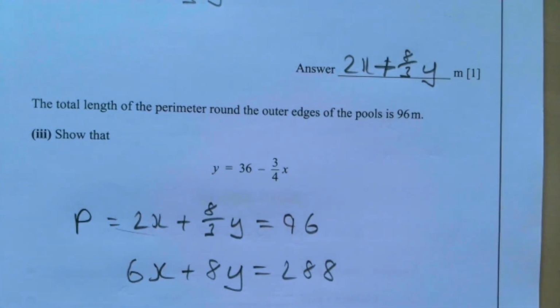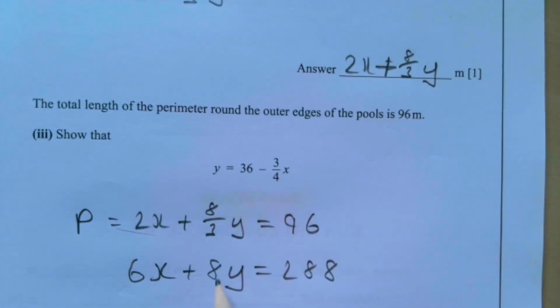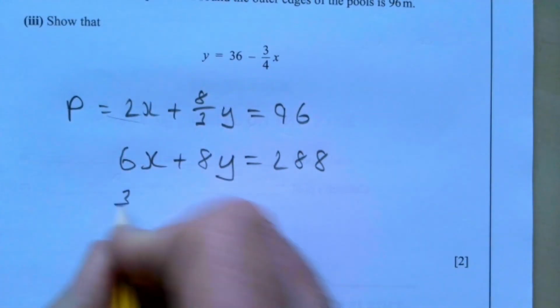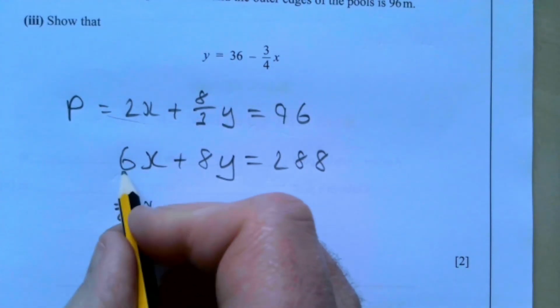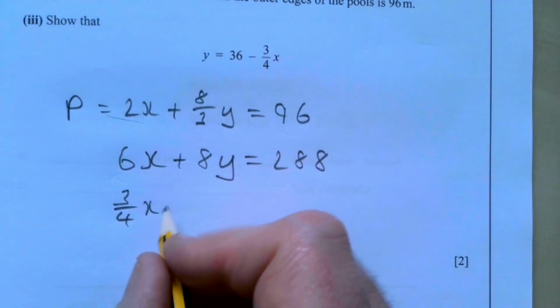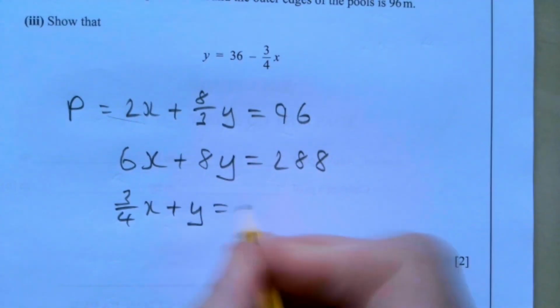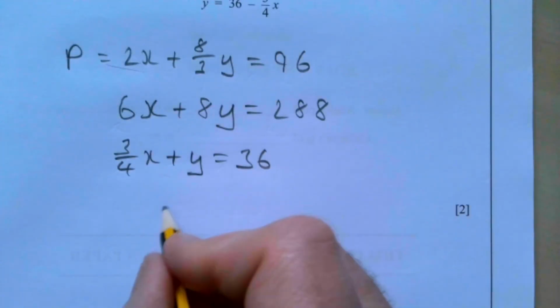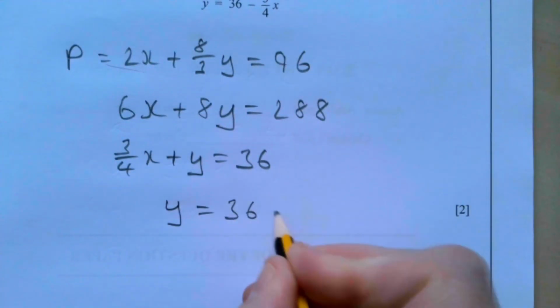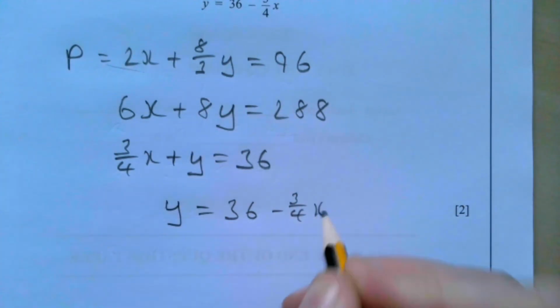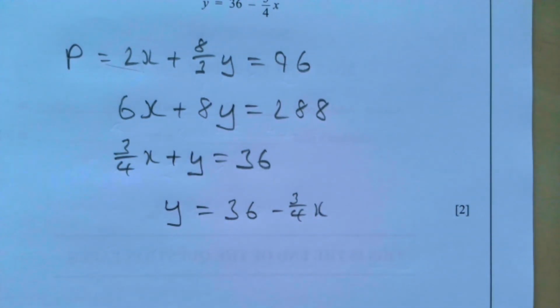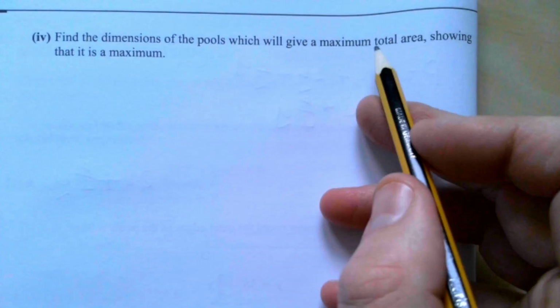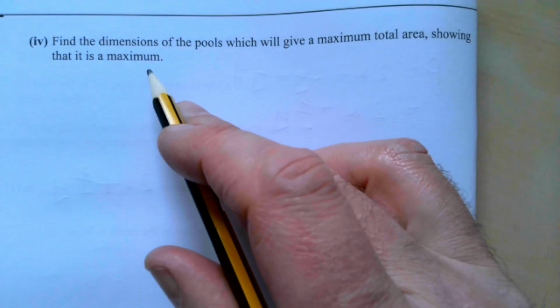If I divide now everything by 8 to get the y on its own, I would get 3/4 x. Is that okay? So it's 6 over 8. And then just simply rearranging that, I get y equals 36 take away 3/4 x. Find the dimensions of the pool which will give the maximum total area, showing that it is a maximum.